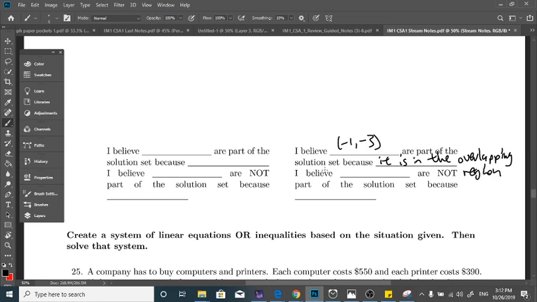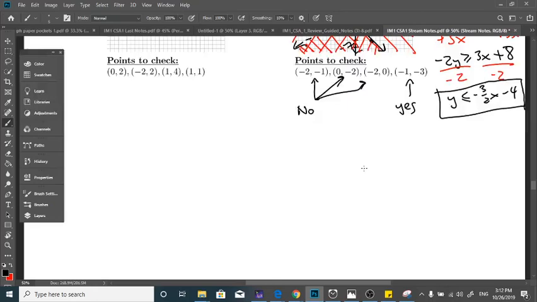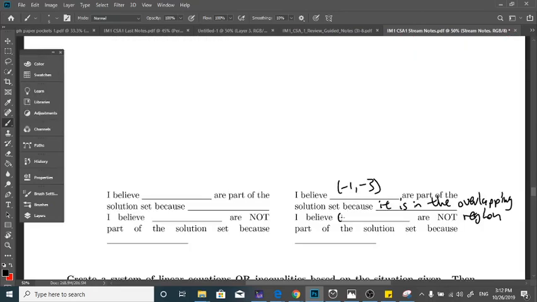Just for time, I'm not going to write those ones. Actually, no, I'll do it. -2, -1. 0, -2. -2, 0 are not part of the solution set because they are not in the overlapping region.